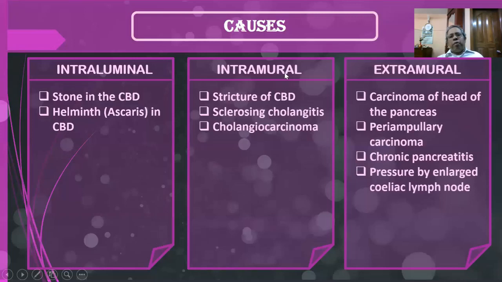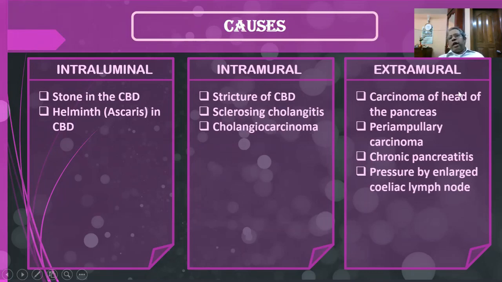The intramural causes are stricture of the CBD. If the common bile duct is narrowed by a lesion in the wall, the narrowing of the common bile duct is called a stricture. Another cause is sclerosing cholangitis, and another one is cholangiocarcinoma. So these are the causes of intramural. And extramural causes are carcinoma of the head of the pancreas, periampullary carcinoma, chronic pancreatitis, and pressure by enlarged celiac lymph nodes.